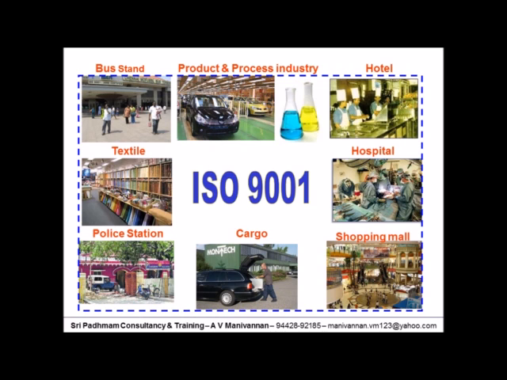Any such concerns, firms can go for ISO 9001. Let it be a bus stand or a product process industry or a hotel or hospital. Why not? A textiles or a police station. Any firm can appear for the ISO 9001 certification process. TS is only for automobiles. TS stands for Technical Specification.